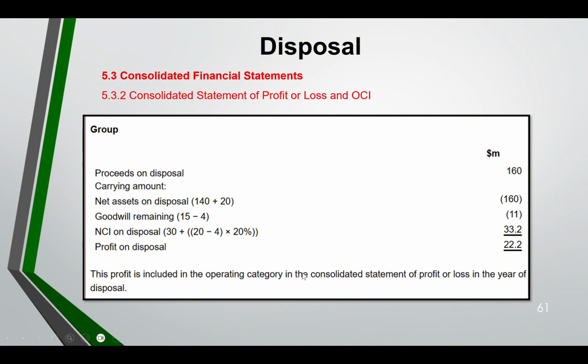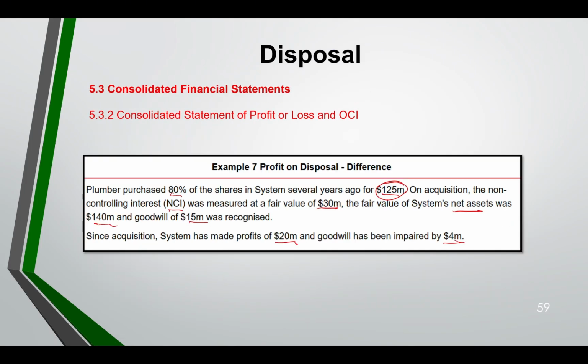Now, let us find the group. Okay, the group's profit will go in the operating category, remember. So how do we start? Same proceeds, 160, but the carrying amount, three things will be there: net asset, goodwill, NCI.